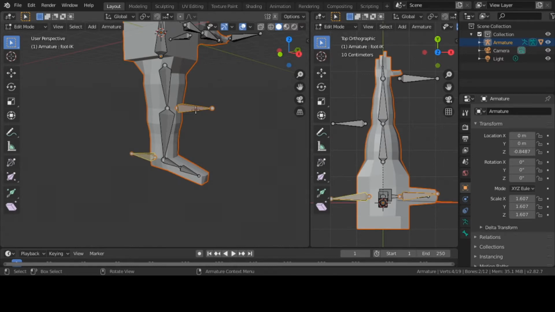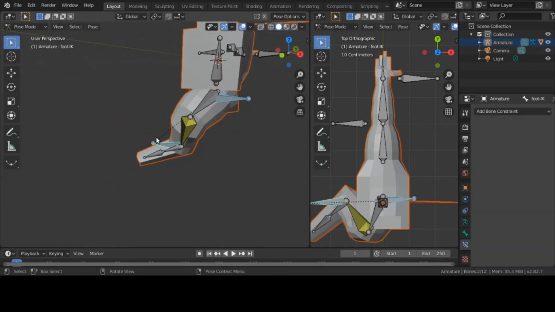So I'm basically doing a parent. The pole is the child, and the IK foot controller is the parent. Hit Control P. I want to keep offset, and there's that black line, and you'll see what that does.